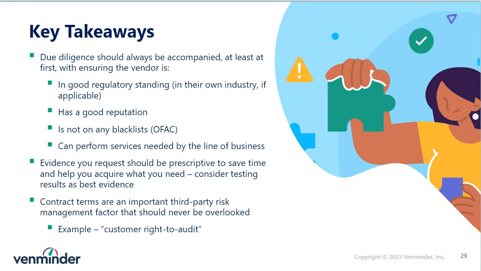Here are 2 slides of key takeaways. Due diligence should always be accompanied, at least at first, with ensuring the vendor is in good regulatory standing, has a good reputation, is not on any blacklists, and can perform services needed by the line of business. Evidence you request should be prescriptive to save time and help you acquire what you need. Consider testing results as best evidence. Contract terms are an important third-party risk management factor that should never be overlooked. Example, customer right to audit.